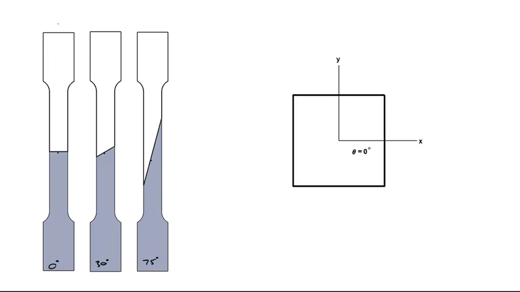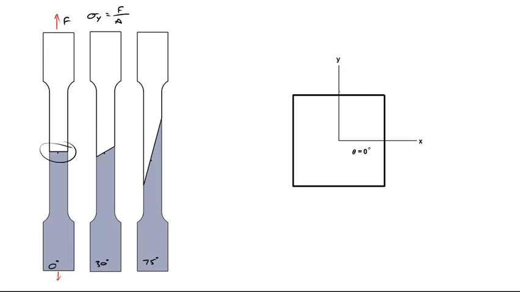So let's start with theta equals 0. Here we've got our tensile specimen that's being pulled apart by some force F. And we need to calculate the normal stress acting on this differential element. In that case, we would call it sigma y, and that would be equal to F divided by the cross-sectional area of this cut right here.